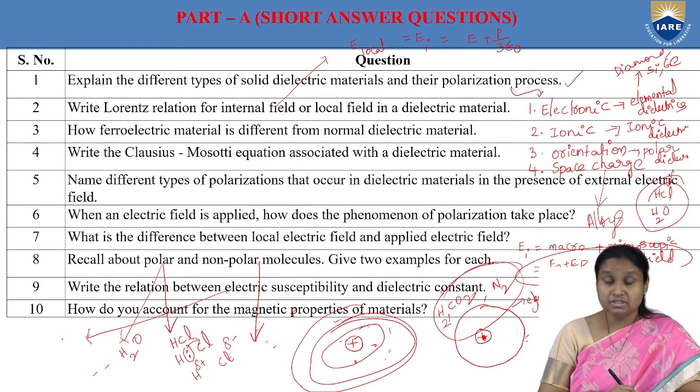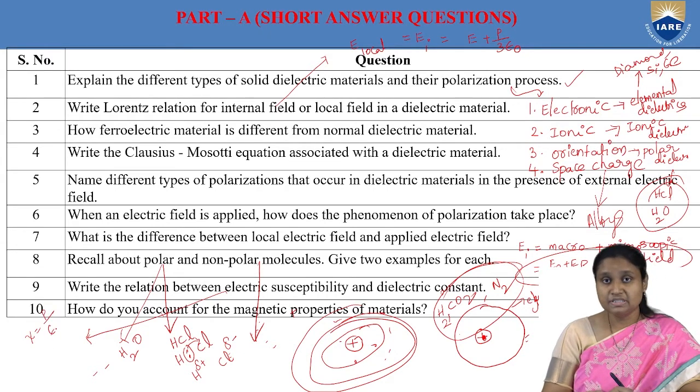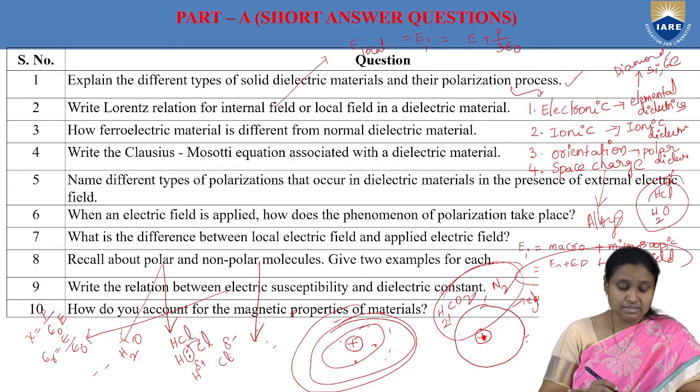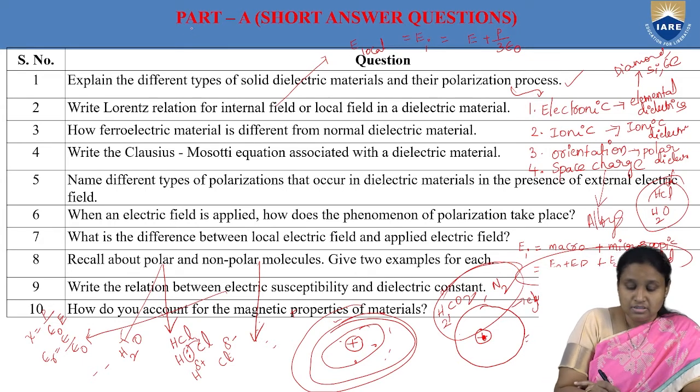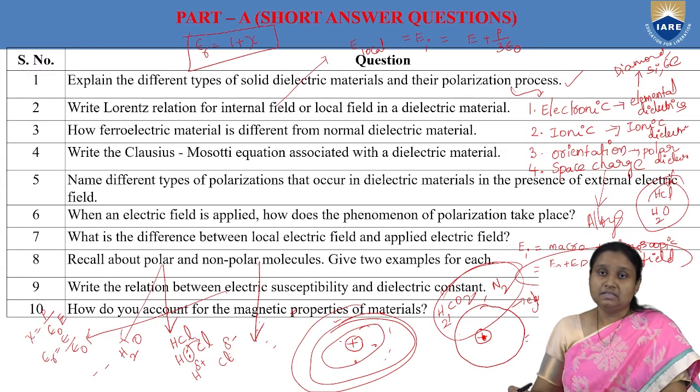When we talk about susceptibility and dielectric constant, we know that susceptibility chi is given by P by epsilon naught E. It's the ratio of polarization to the electric field applied. And the dielectric constant is the permittivity of the medium to the permittivity of free space. So here, epsilon r is equal to 1 plus chi. So this is the relation between dielectric constant and electric susceptibility.